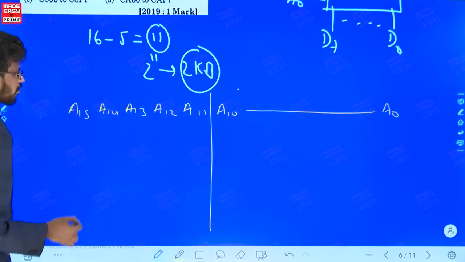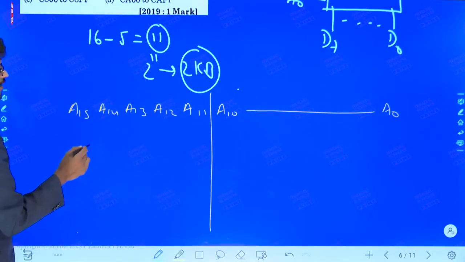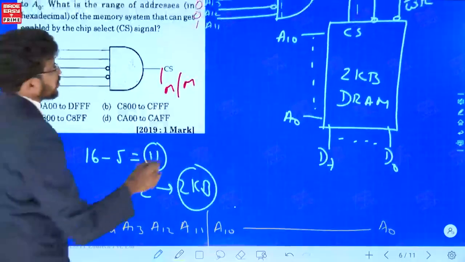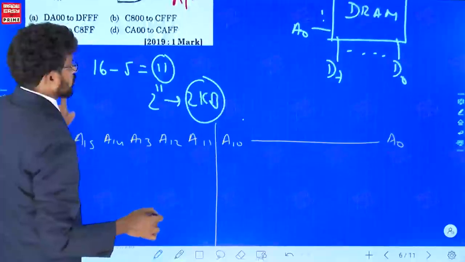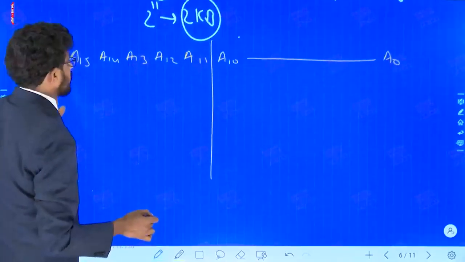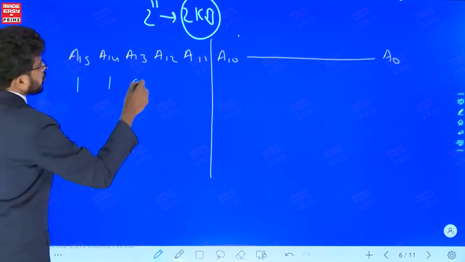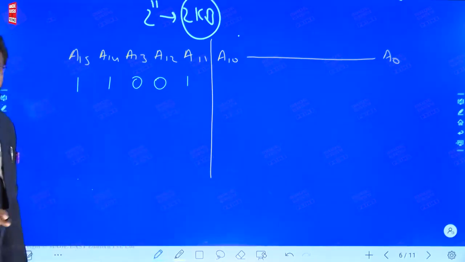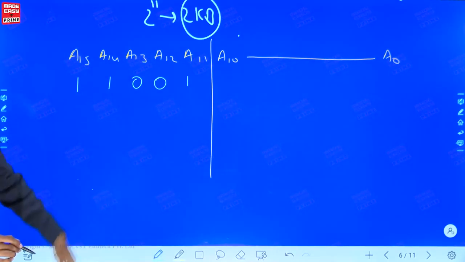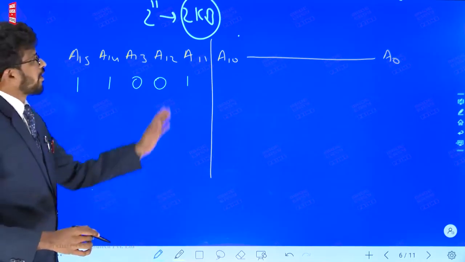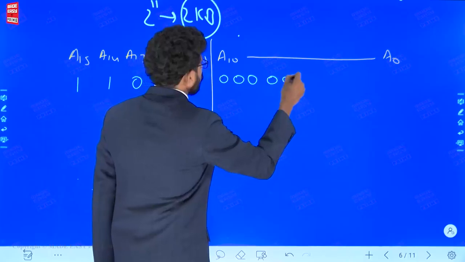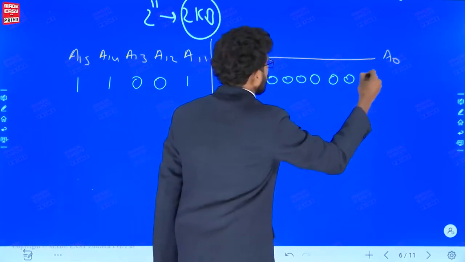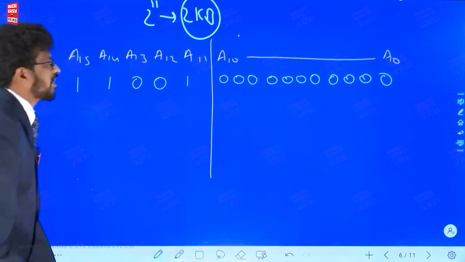Now write the decoding logic. What is the decoding logic? How much did you get? 11001. So first you have to find out the decoding logic. That is simply 11001. Okay, 16 lines. Now the starting address and ending address, very easy. For the remaining 11 lines, put all zeros: 1, 2, 3, 1, 2, 3, 4, 1, 2, 3, 4. That's all. That is the starting address.